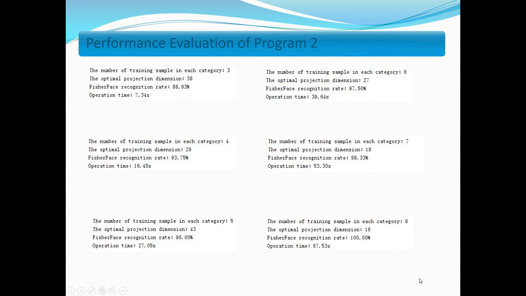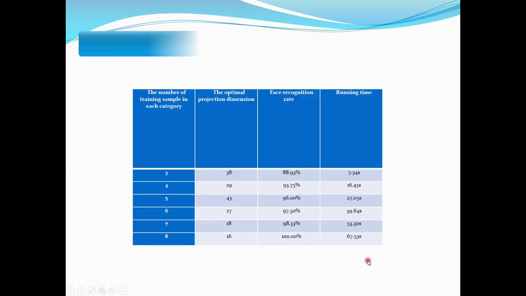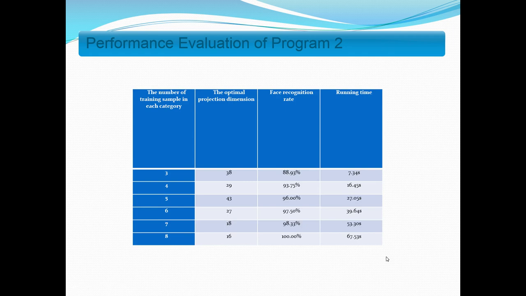Here, we can see the performance evaluation of program 2. This is the original display of the program. And now we can see it much more clearly in this table. Firstly, we see the number of training samples in each category, which is from 3 to 8: 3, 4, 5, 6, 7, 8. And we can see that with the increase of the number of training samples in each category, the face recognition rate, which is the accuracy, also increases, which could tell us that with more training samples in each category, there will be a much higher accuracy.